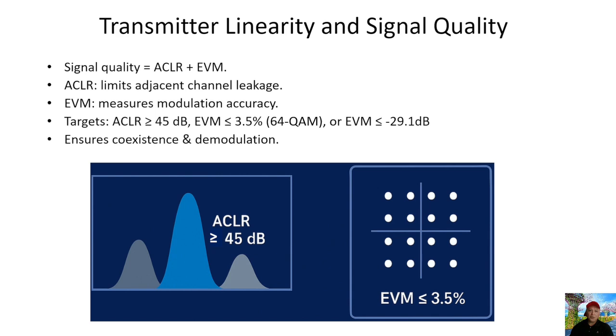Typical 5G new radio targets are ACLR greater than 45 dB for most FR1 bands, and EVM less than 3.5% for 64 QAM. This ensures clean coexistence and reliable demodulation, especially in high-density networks.